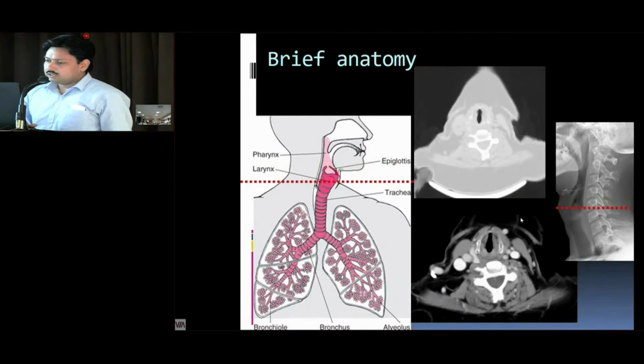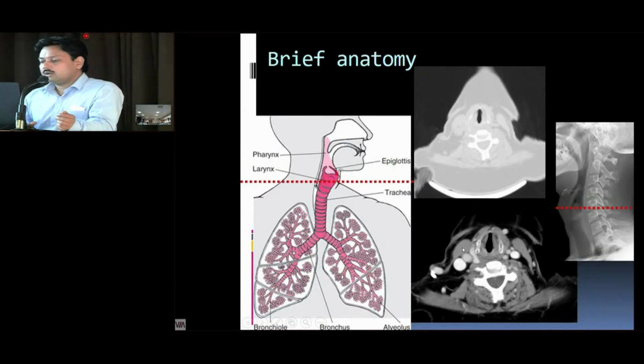This is the section at the level of vocal cord. This is the base of arytenoid. These are two vocal cords. And on the X-ray, this is the cricoid cartilage. Just above the level of cricoid cartilage is the level of glottis. This is the lung window showing glottis. And laterally we have the framework of the thyroid cartilage.